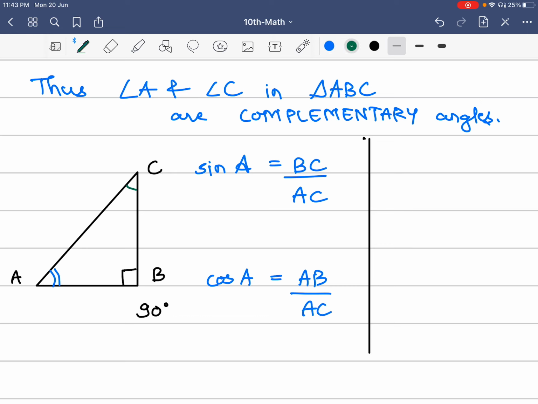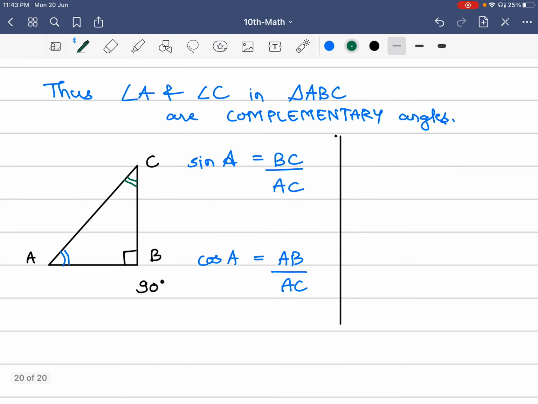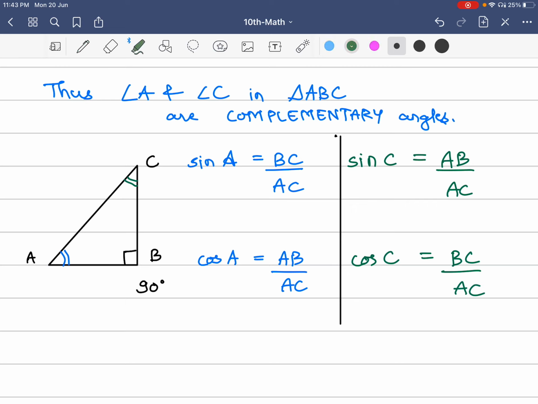Now let's focus on angle C and find its sine and cos. Let me zoom out a bit. Sine of angle C, where C is my angle of focus, is opposite upon hypotenuse, so that is going to be AB divided by AC. And cos of angle C is adjacent upon hypotenuse, so that is going to be BC by AC. Now note that sine A, which is BC by AC, is equal to cos C, which is BC by AC.